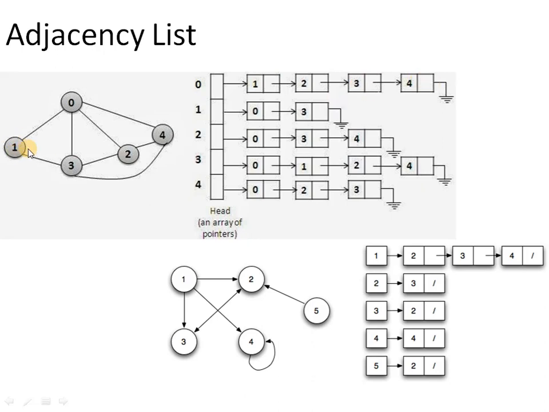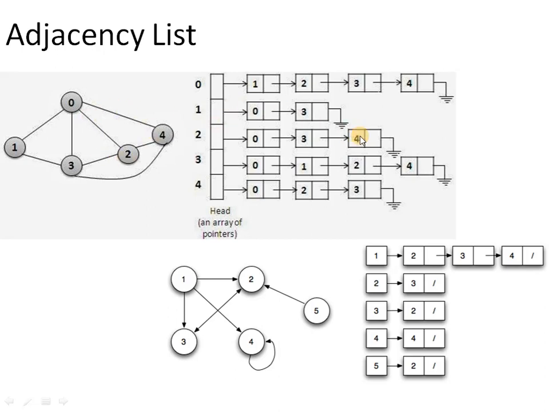If we talk about vertex 1, then 1 is adjacent to only 2 vertices, that is 0 and 3. So the linked list corresponding to vertex 1 will have only 2 nodes. The first one is the 0th vertex and the second corresponds to the 3rd vertex, and so on. And we have to put the null as we used to put in simple linked lists. So this is about the undirected graphs.